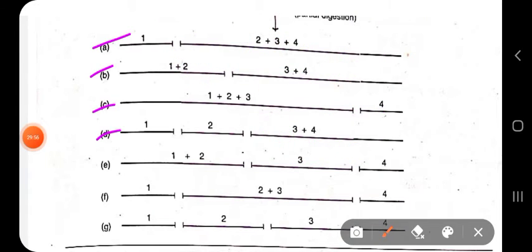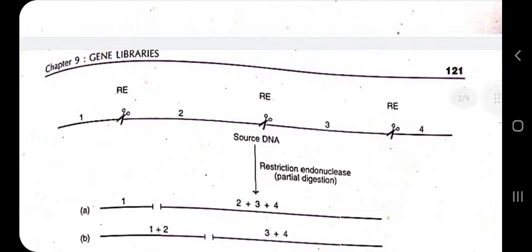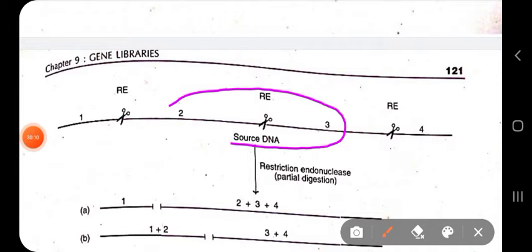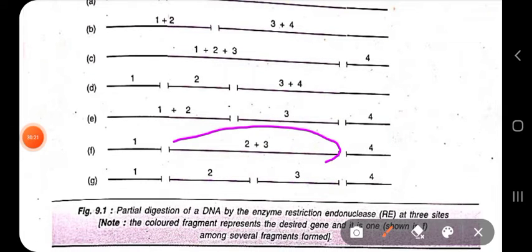of different length, and the desired fragments can be isolated and then cloned. For example, our desired fragment is located between 2 and 3, suppose. So that's why we have used different combinations. You can see that by different combinations we get this fragment that contains our desired DNA, 2 and 3, let's say.